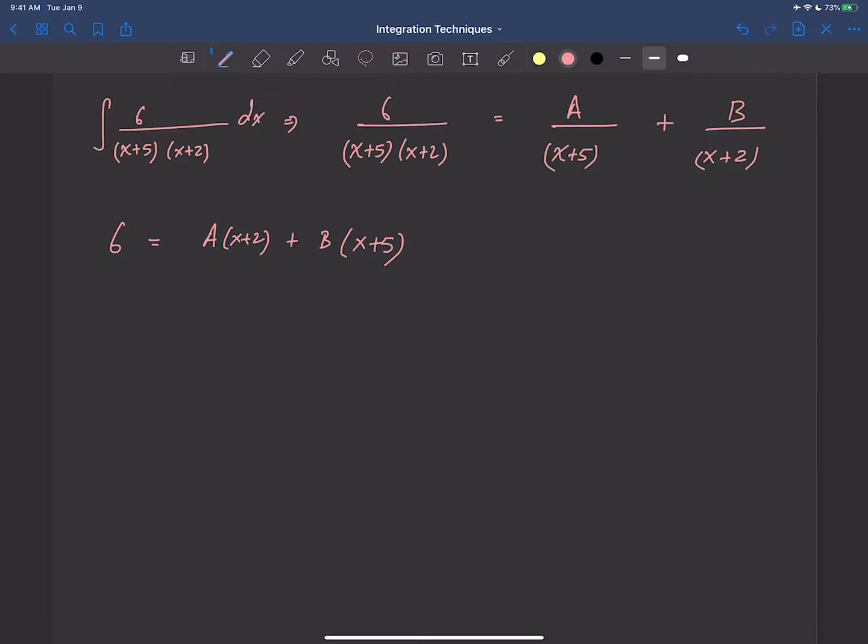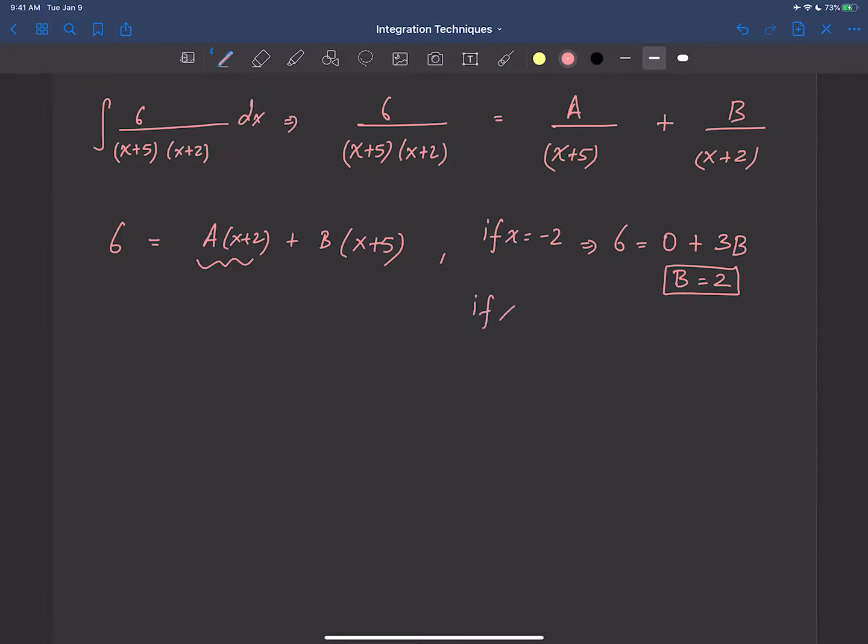In this case, you can pick the x value to be, let's say, -2, right? To shut off this first factor, you're going to get 6, because the left side is just going to be 6 no matter what you do. 6 equals a times 0 plus, when you plug in -2 into this, you get 3b. So from this, b equals 2. That's the first thing. Nice.